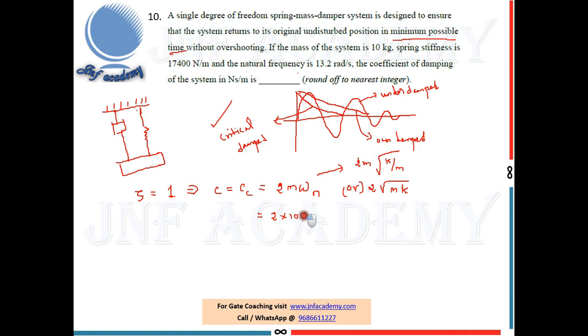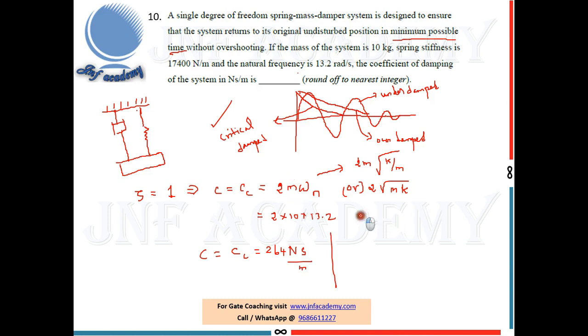So 2 into 10 into 13.2. Here we are getting different answers for these two. First let me simplify and I'll tell you. 2 into 10 into 13.2, so 264 is coming here. Cc is 264. C is equal to Cc because for critical damping condition zeta value is 1. So the damping constant is 264 Newton second per meter. This is through this formula.